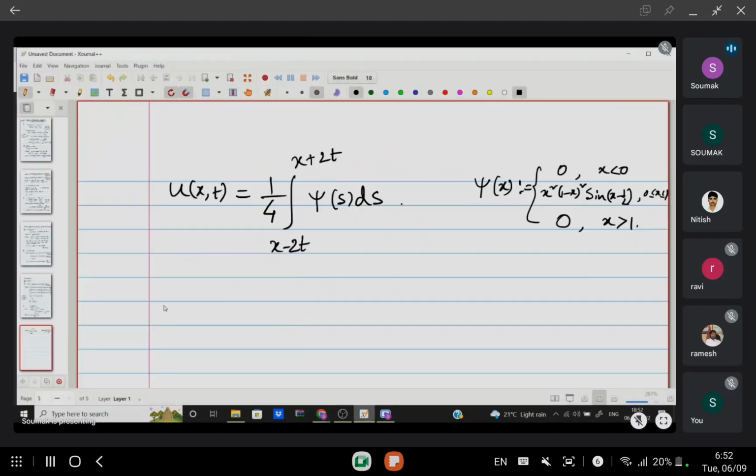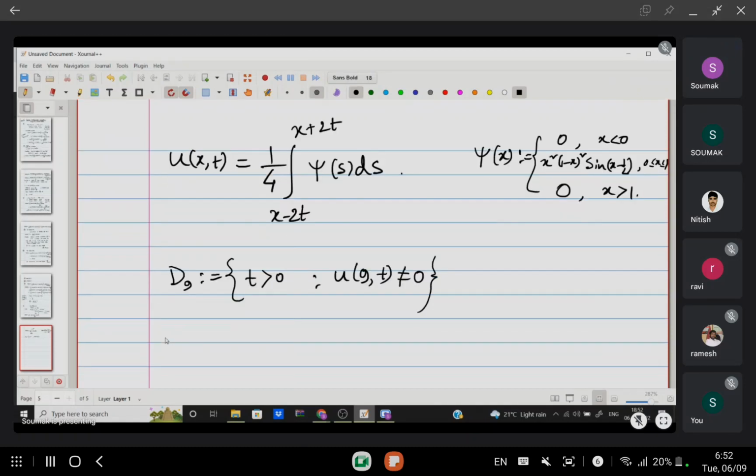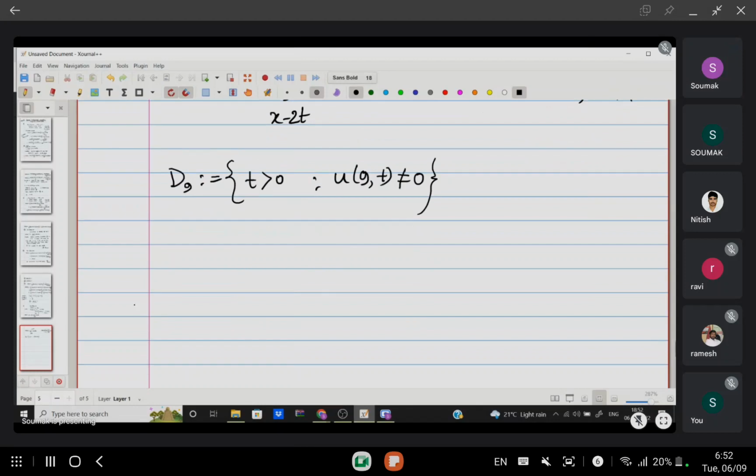Let me write what D9 is. D9 is given by those t positive for which u(9,t) is non-zero. So what is u(9,t)? I just replace x by 9, right? So 1 by 4 times the integral from 9 minus 2t to 9 plus 2t of psi(s) ds.